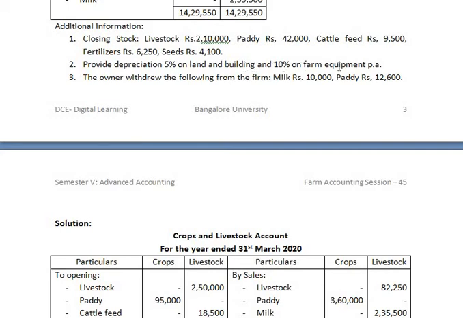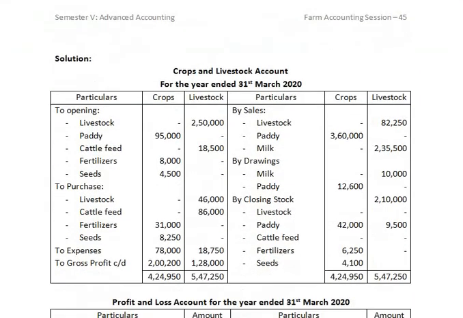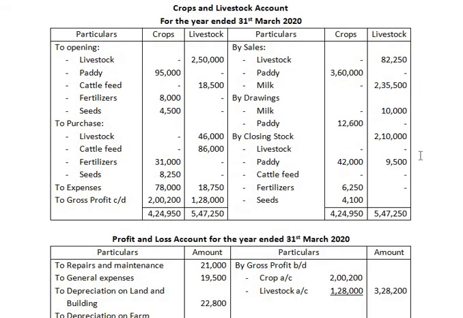And 10% on farm equipment. Depreciation on farm equipment has to be debited to the profit and loss account, and that amount has to be deducted in the farm equipment in the balance sheet. The owner withdrew the following from the farm, that is milk, paddy. This is treated as drawings. Drawings has to be credited to the trading account, and drawings has to be deducted in the capital in the balance sheet. Now let's see the crop and livestock account.